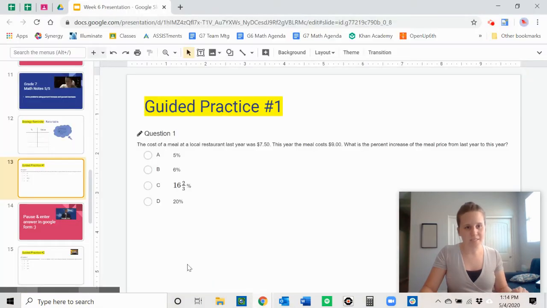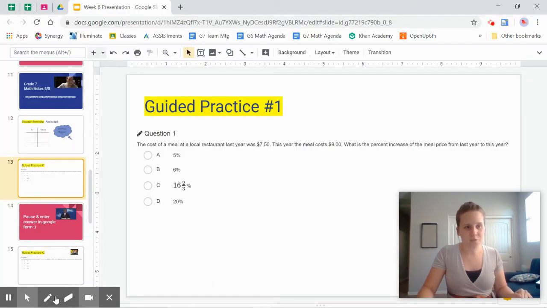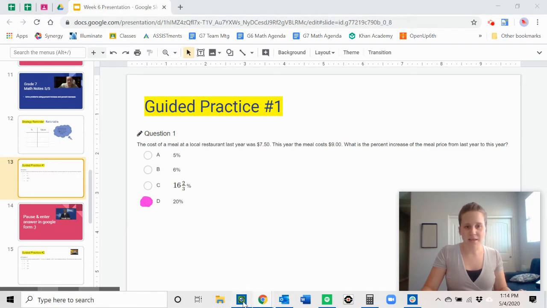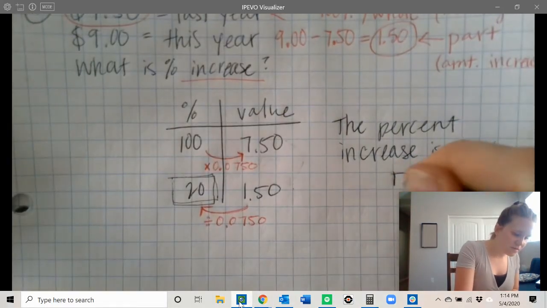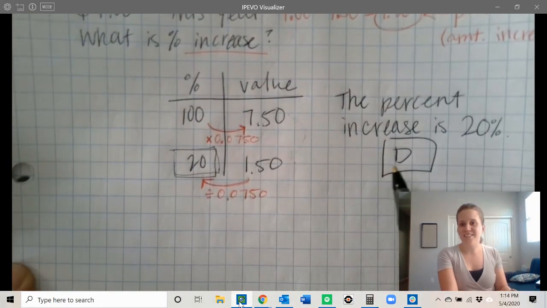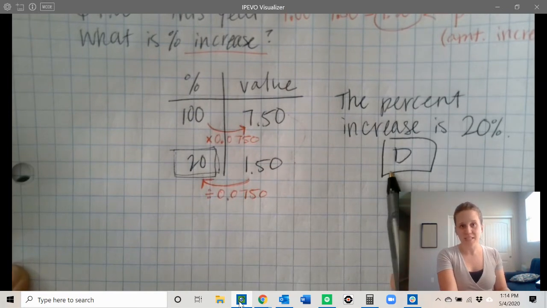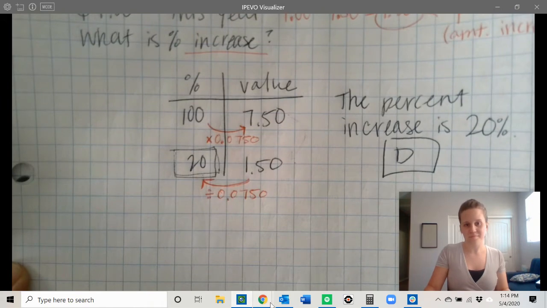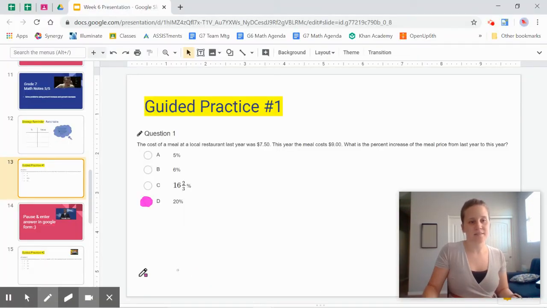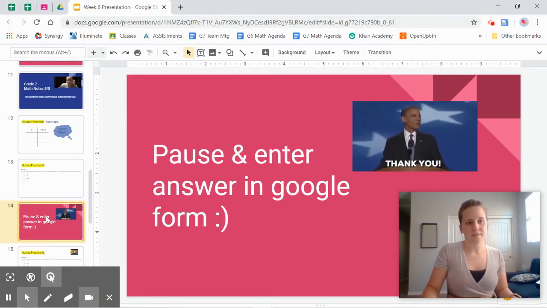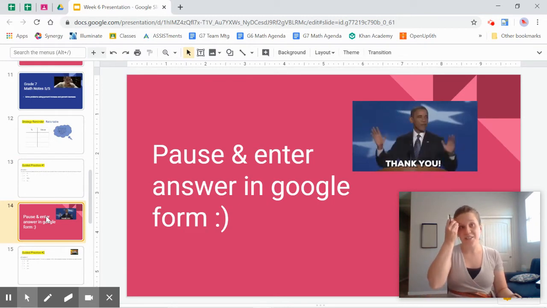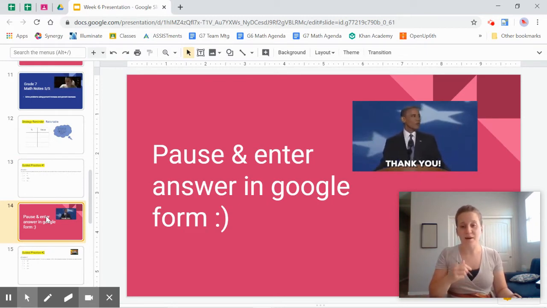Let's go ahead and look at our answer choices. I do see 20 as one of my answer choices. It is answer choice D. Okay. I'm going to add that into my notes, and I want you to go ahead and enter the answer in your Google form, please. All right. So at this point, you should have entered the answer for question 1 in your Google form, D.